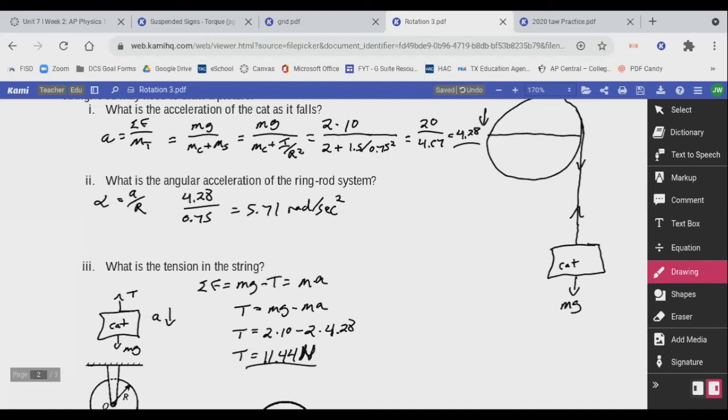So the summation of forces, the difference in forces, is equal to mass times acceleration. Here I'm still keeping downward as positive. That way I can use a positive 10 and a positive 4.28. If you want to make downward always negative, then you would have to make the 10 a negative and the 4.28 a negative as well. It would just change the signs, that's all. Here I'm just looking at the magnitude, and the magnitude of tension would be 11.44.